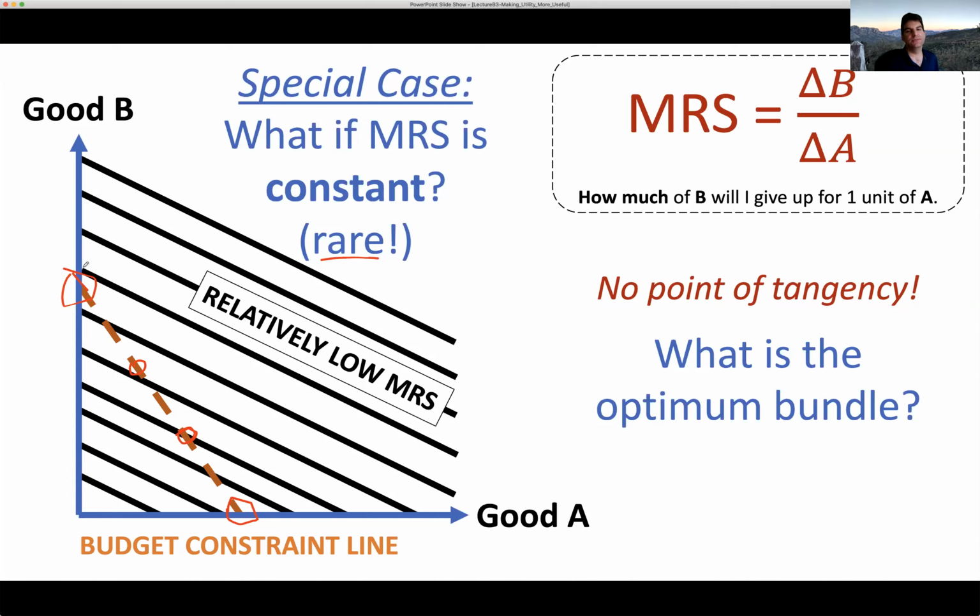So by yourselves, look at that for 10, 15 seconds. And then in the chat, give me a description of where you would put your money in this particular case. If your utility functions were all lines like this, constant marginal rate of substitutions, constant slopes, and this budget constraint line was steeper than your marginal rate of substitution, then where would you put your money? Would it be in a mixture of A and B? And if so, where? Or would it be all in A or all in B if you wanted to maximize your utility?